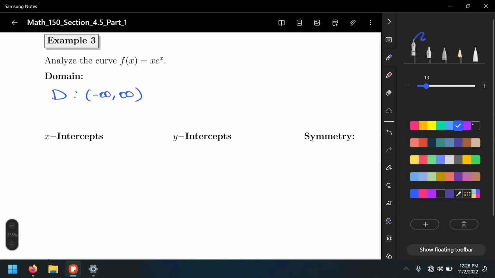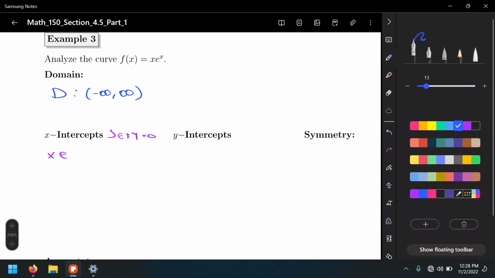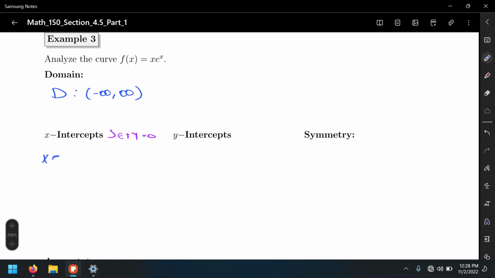X-intercept. Let's go a little quicker this time. For the x-intercept, set y equal to 0. So x e to the x equals 0, and here either x equals 0 or e to the x equals 0. But e to the x never goes to 0, so only x equals 0. So the x-intercept here will be 0, 0 as an ordered pair.